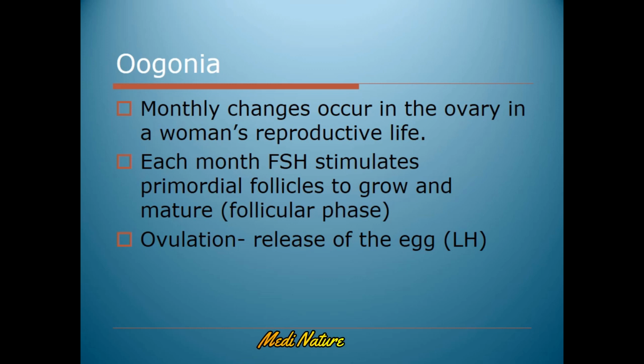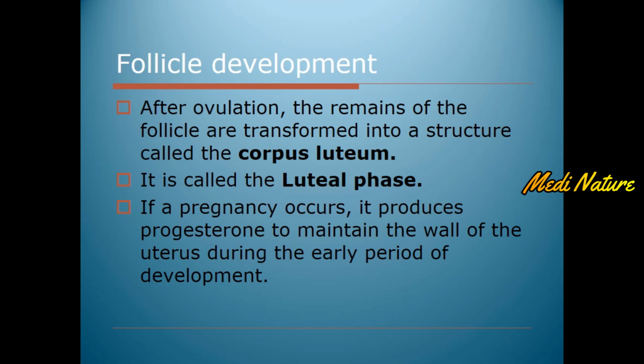After puberty, monthly changes occur in a woman's reproductive life. They occur in the ovaries as well. Each month, the follicle-stimulating hormone stimulates these primordial follicles to grow and mature. This phase is called the follicular phase. Due to the stimulation of luteinizing hormone, the egg is finally released. This process is called ovulation. After ovulation, the remains of the follicle are transformed into a structure called the corpus luteum. This phase is called the luteal phase.